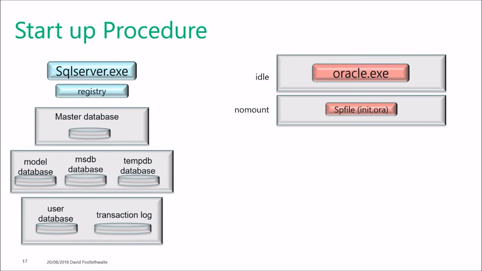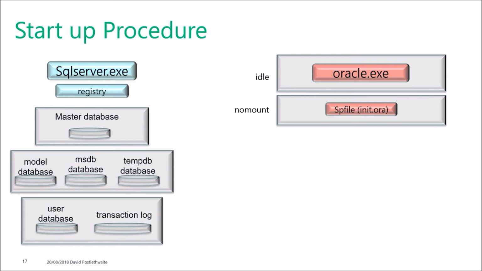For instance, the size of all the different memory areas, the name of the database, the maximum number of processes that it's allowed. And the memory gets allocated and the background processes are started. And together, these processes and the allocated memory make up your Oracle instance. You remember that I said an Oracle instance doesn't have to have a database.